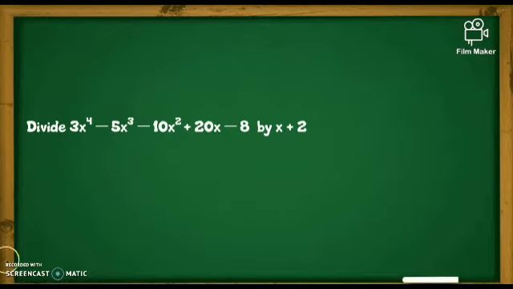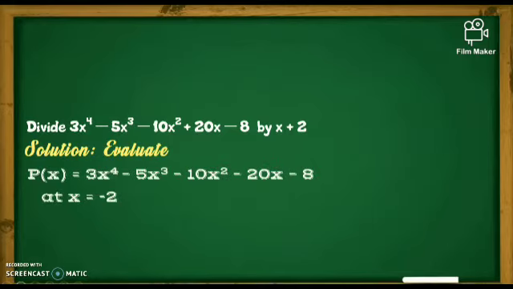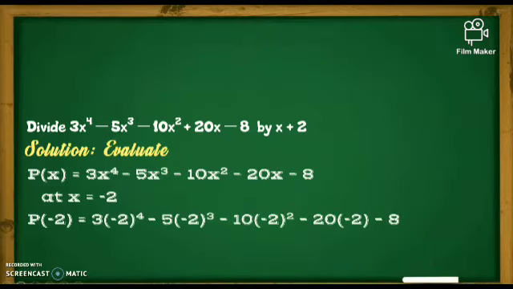So once again, let's say the given polynomial, evaluate at x is equal to negative 2. So substitute negative 2 on x. That is p of negative 2 is equal to 3 times negative 2 raised to 4 minus 5 times negative 2 raised to 3 minus 10 times negative 2 raised to 2 minus 20 times negative 2 minus 8.